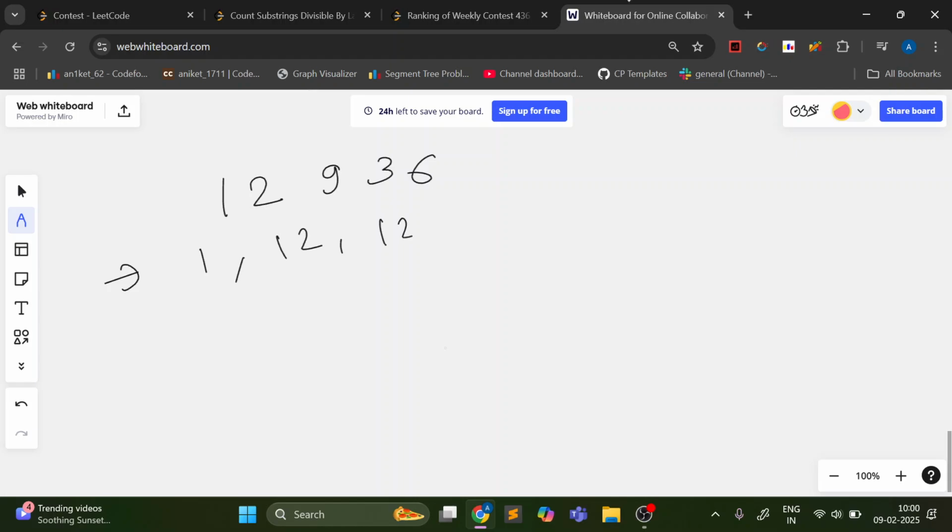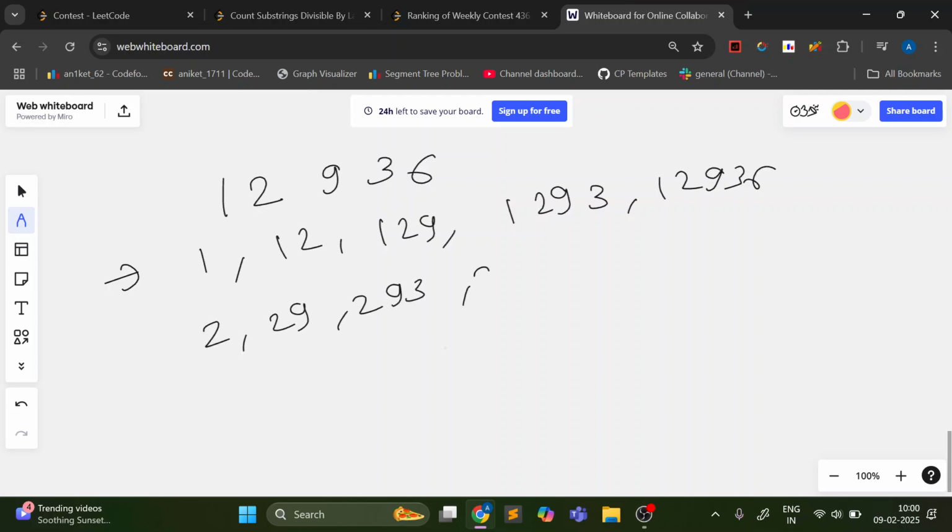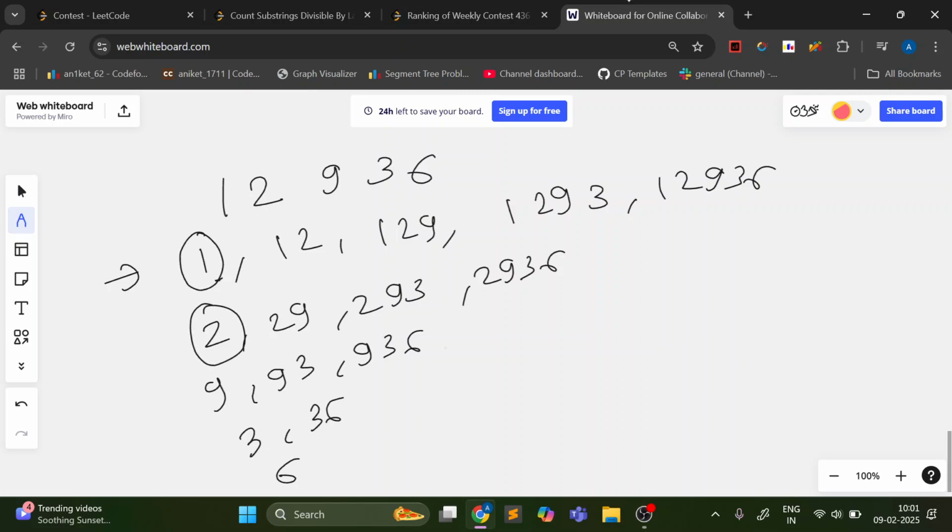First is 1, 12, 129, 1293, and 12936. Next is 2, 29, 293, 2936. Then 9, 93, 936, then 3, 36, and 6. So these are all the substrings. I wrote them in such a way that the starting character is constant. So here 1, 12, 129, 1293, 12936, 1 is common. Here 2 is common, then 29, 293, 2936 in such a way. Now out of all the strings we need to count if that substring is divisible by its non-zero last digit. So 1 is obviously divisible by 1, 2 is also obviously divisible by 2.